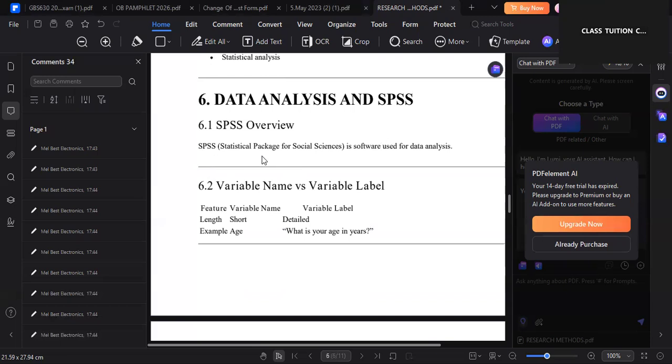Then we go to data analysis, SPSS. SPSS stands for Statistical Package for Social Sciences. It's a software. In SPSS, you may be asked to look at two kinds of view: the data view and the variable view.